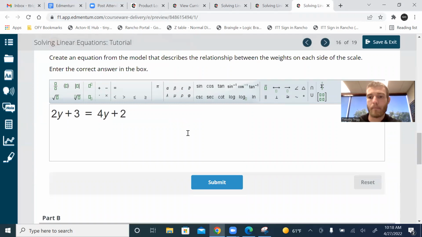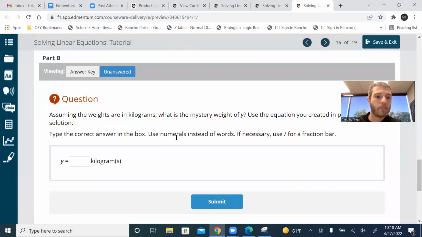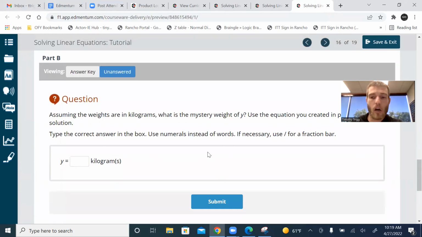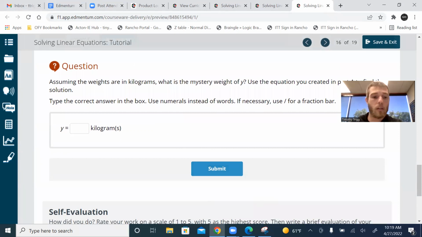Okay, and that's it. Now, assuming the weights are in kilograms, I'm on part B here. What is the mystery weight of y? Use the equation you created in part A to find the solution. So essentially, we're going to solve the equation that we just created. Solve the equation right here.